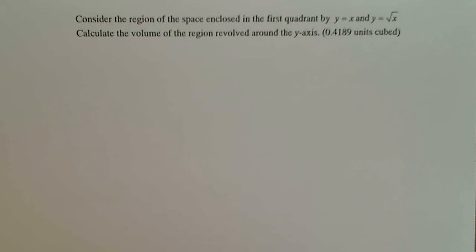We're going to consider the region of the space enclosed in the first quadrant by y equal x and y equals square root of x. Calculate the volume of the region revolved around the y-axis. Now, in other examples, we did it around the x-axis revolution, and we also just found the area of the space itself. Now we're going to do it slightly different, revolve it around the y-axis.